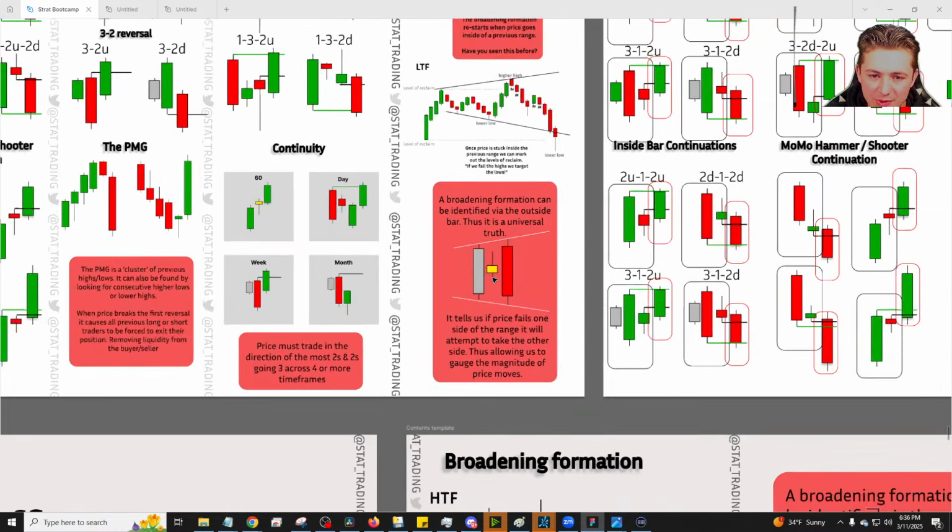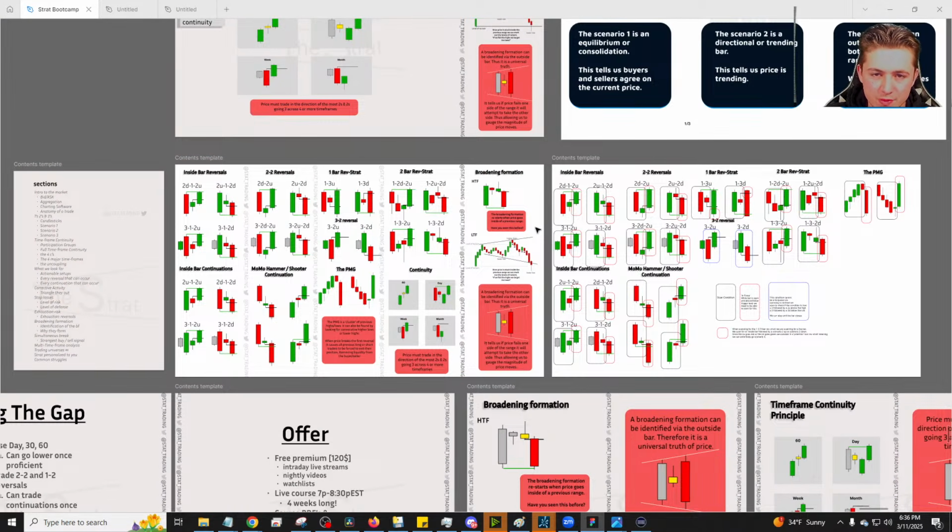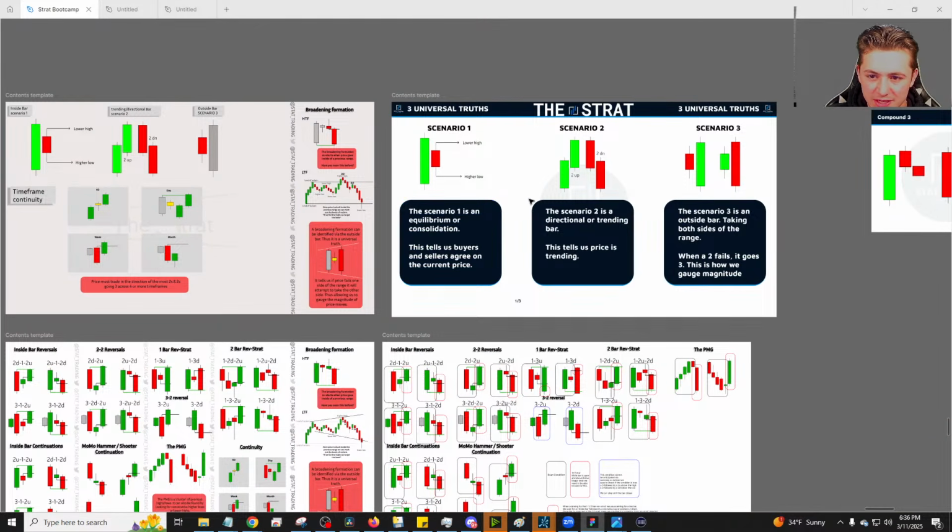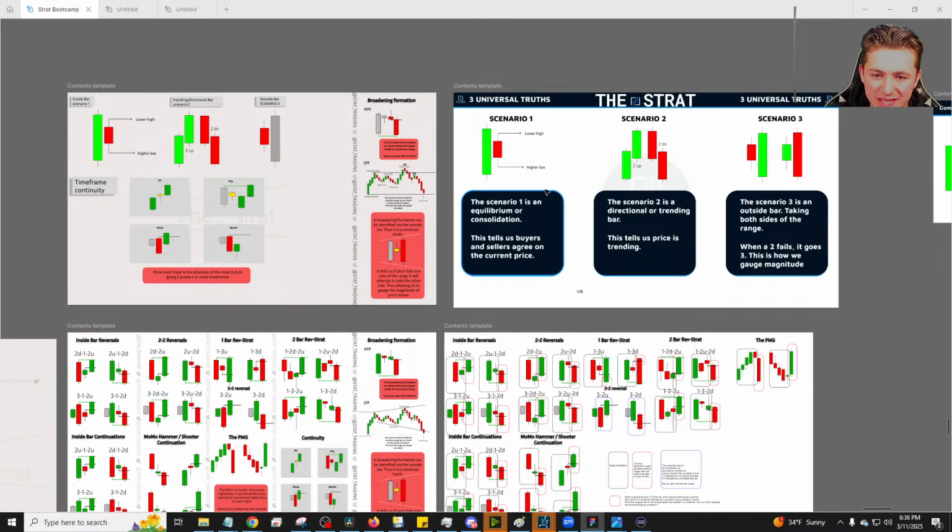All right. Now that we have a little intro into the 3 universal truths, we're going to start back to the first universal truth. And we're going to talk about what the first universal truth then gives us. Because we have our major premises, right? First universal truth, there's 3 scenarios. Now, all the other universal truths are derived from the 3 scenarios. So, what can we derive from the first universal truth?